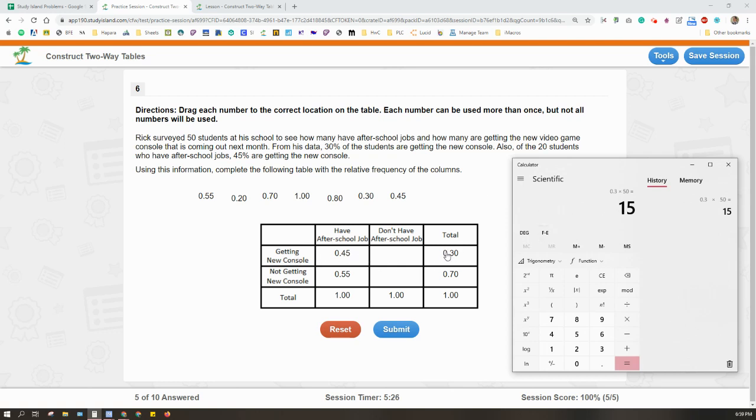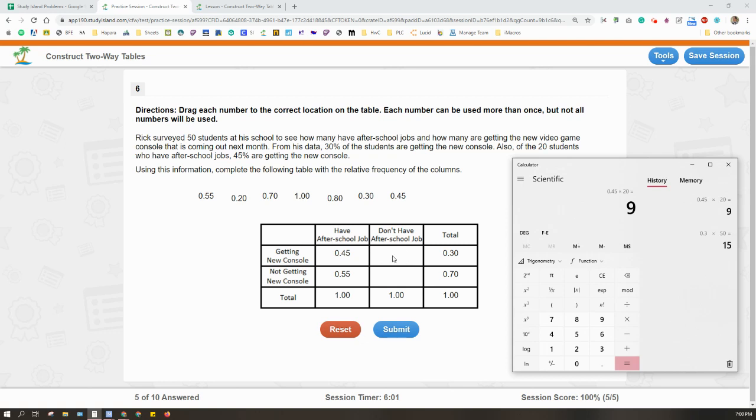So this number of kids is 15. Well, how many of those kids getting the new console right here have after school jobs? We can calculate that as well. Remember that 45% is 45% of 20. So we can calculate 45% of 20. 0.45 times 20 equals 9. So the total for the row is 15. The number getting the new console that have after school jobs is 9.